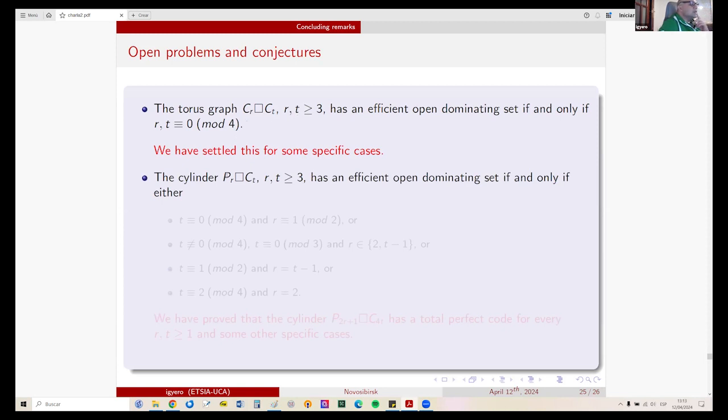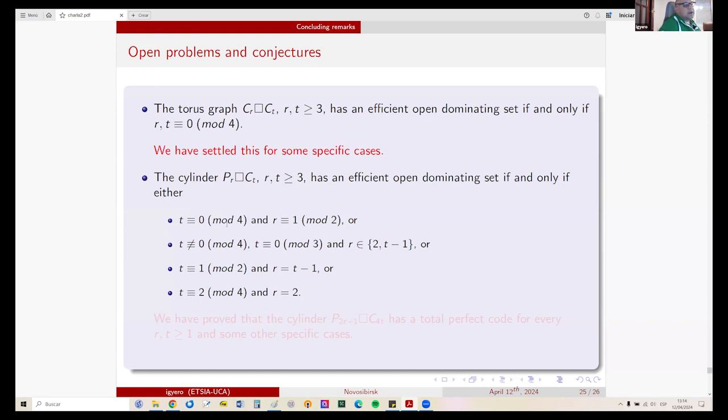In the case of the cylinder, I mean the Cartesian product of a path with a cycle, it is known that they have an efficient open dominating set if and only if one of these situations happens: one of them is equivalent with 0 modulo 4 and the other one equivalent with 1 modulo 2, or T is not equivalent with 0 modulo 4 and T is equivalent with 0 modulo 3, and R belongs to 2T minus 1, or T equivalent with 1 modulo 2 and R is equal to T minus 1, or T is equivalent to 2 modulo 4 and R is equal to... As you see, there are several situations that would happen here.